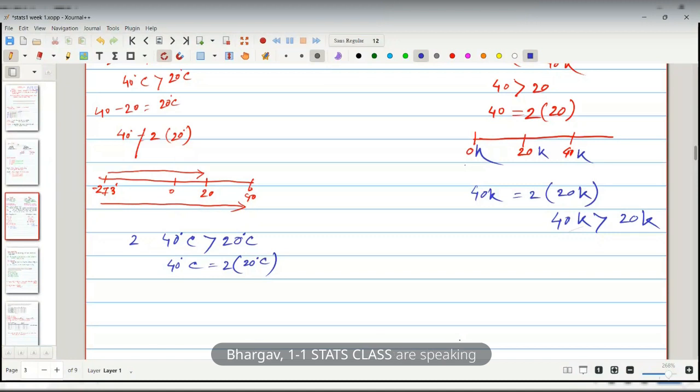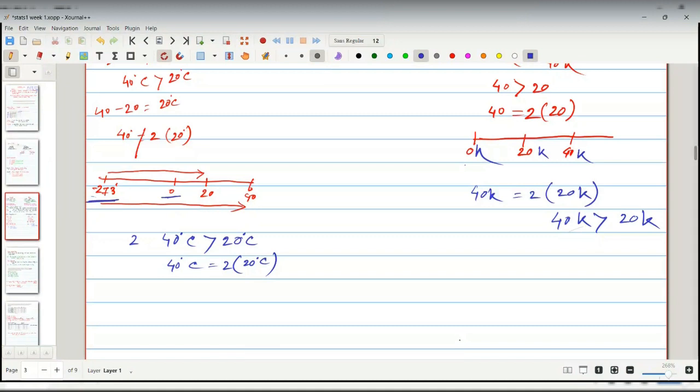But here, 0 is not the minimum. This is the minimum. Am I clear or not?